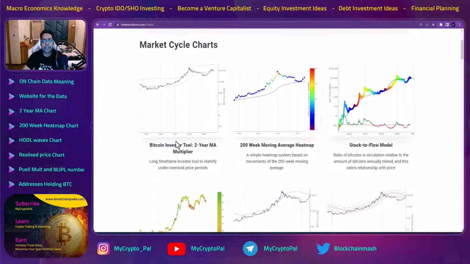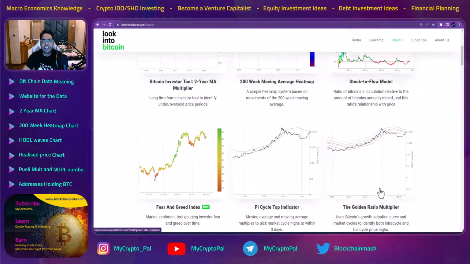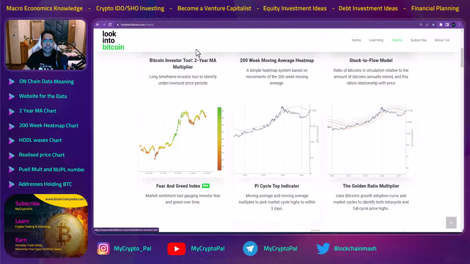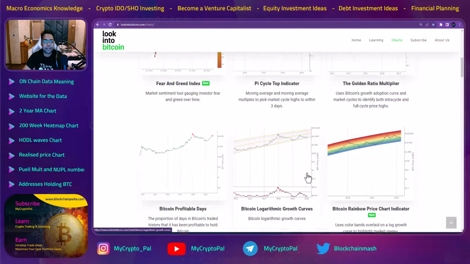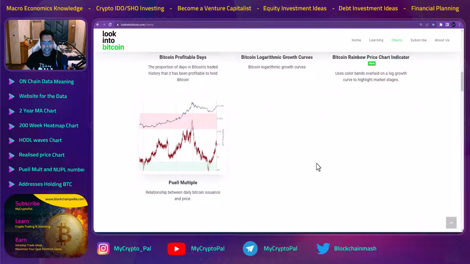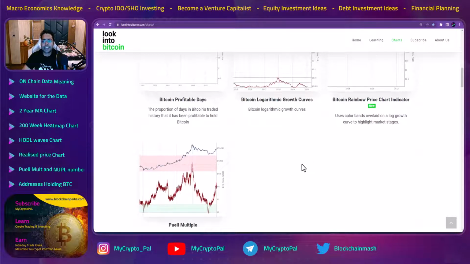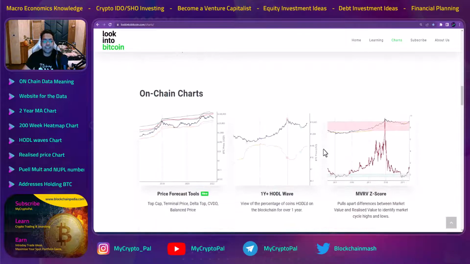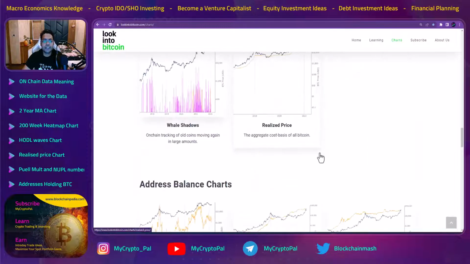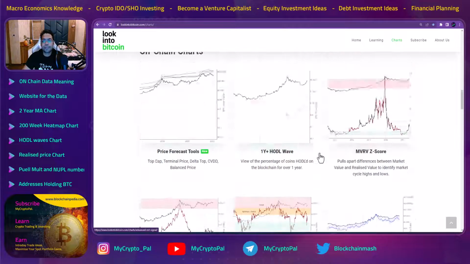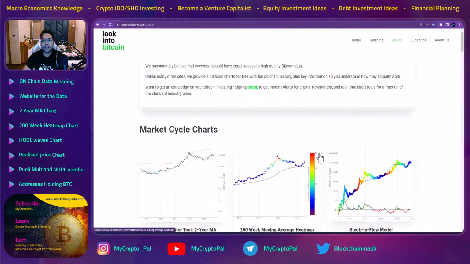Here you will find all kinds of tools and charts, and don't get overwhelmed when you see all this. I'm sure you have heard a lot of people talking about the Pi Cycle Top indicator, Golden Ratio Multiplier, Puell Multiplier, and whatnot, and the rainbow chart of Bitcoin. But today we'll understand which charts you need to see that really matter, because there is so much data, and if you do not know how to shortlist and filter it, you will end up confused.